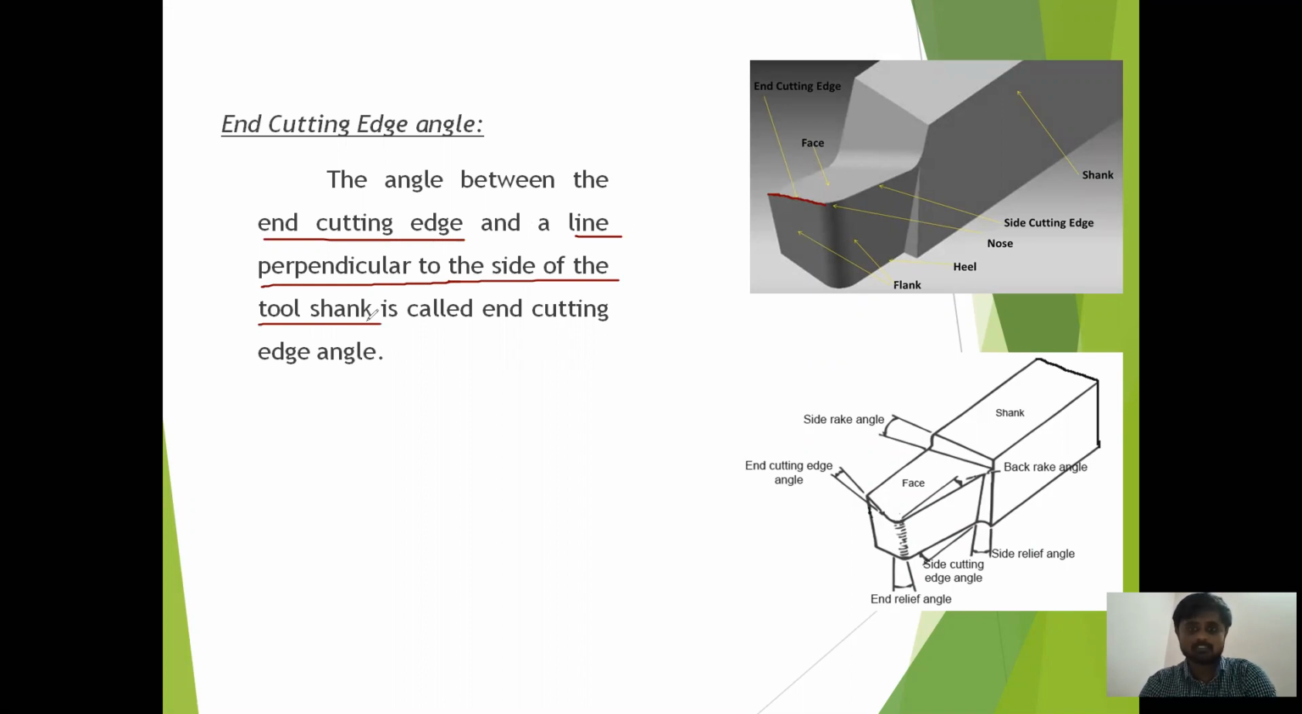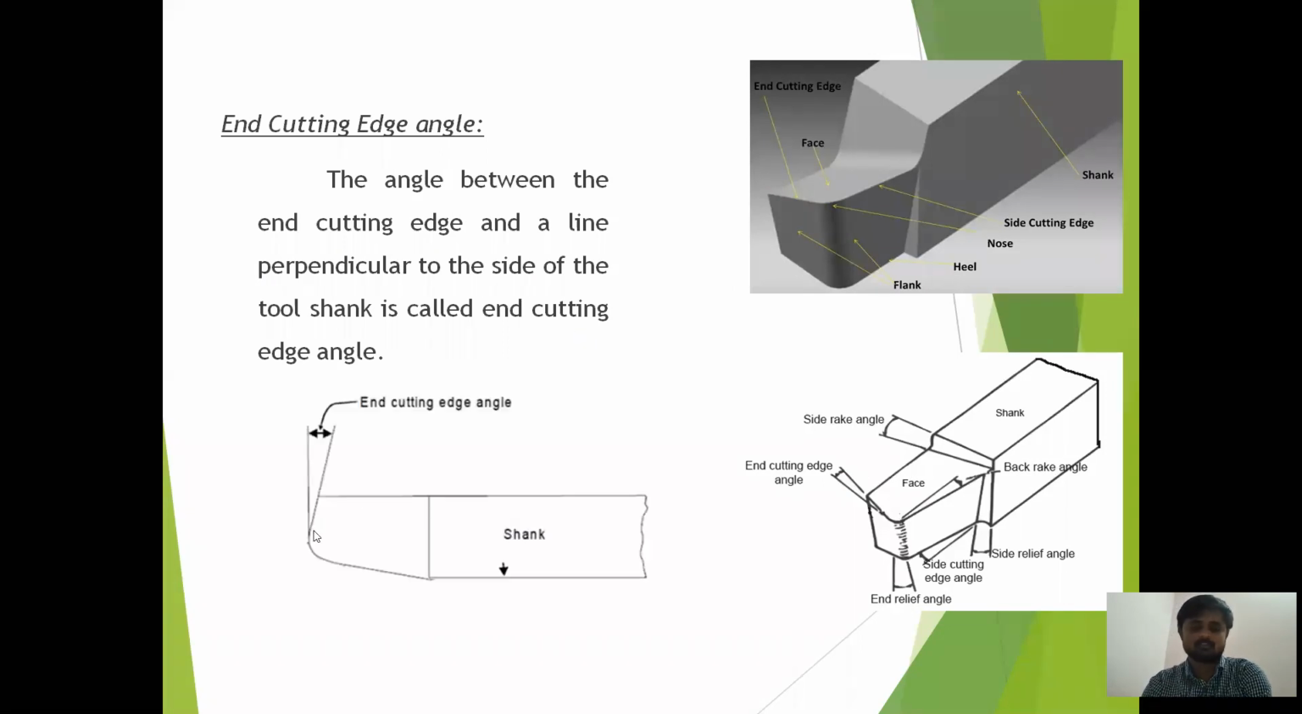Side of the tool shaft. So here, this is the side of the tool shaft. If I draw one line from this point to this shaft, we'll get one angle. This one here, if you observe, is the end cutting edge angle. The angle between the end cutting edge and a line perpendicular to the side of the tool shaft. So this is the end cutting edge angle.